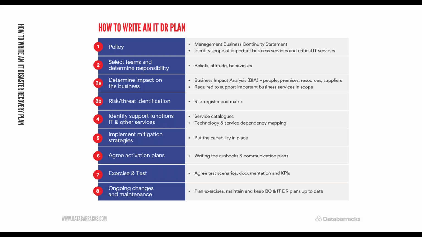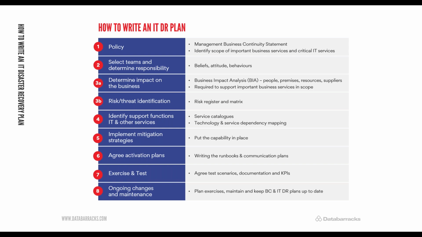It's one of these eight steps here, and you can't dive into writing the plans until you've agreed everything else that sits around it. The first three steps here, you can see, should be aligned with what you do for business continuity. So work out what your policy is, what you're trying to achieve, why you're doing it, who's responsible, and all the various teams involved.